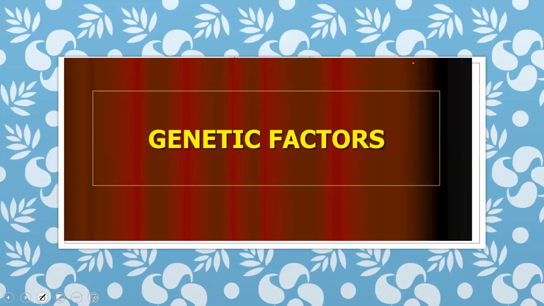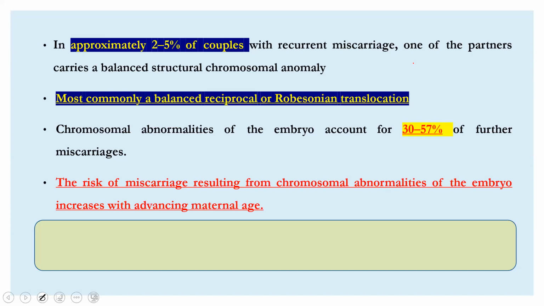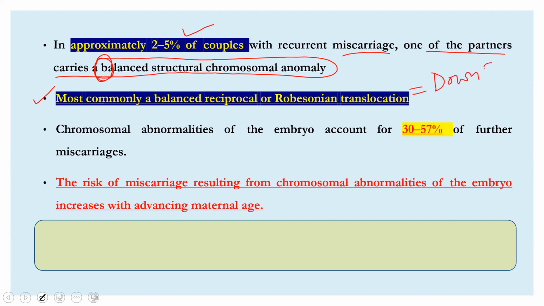Let's discuss genetic factors, because this is also most commonly overlooked when we see women with recurrent pregnancy losses. In approximately 2 to 5% of couples with recurrent miscarriages, one of the partners carries a balanced structural chromosomal abnormality. Balanced. Most commonly a balanced reciprocal or Robertsonian translocation is present, which is associated with, again, Down syndrome.